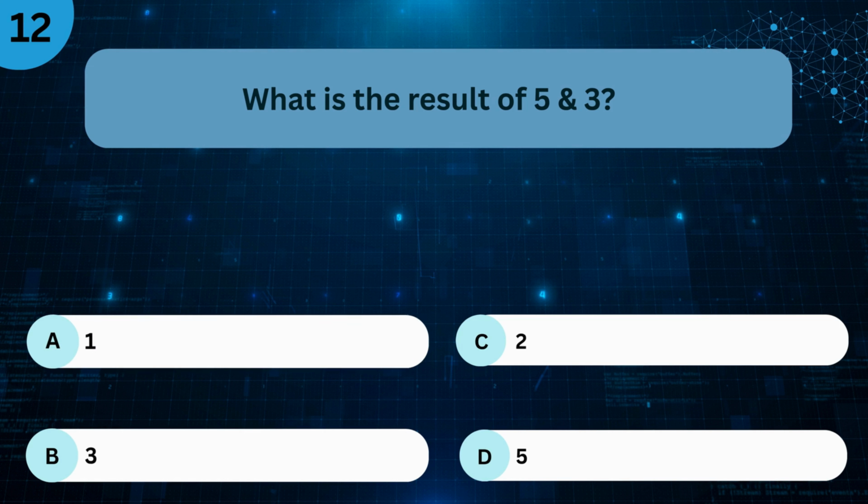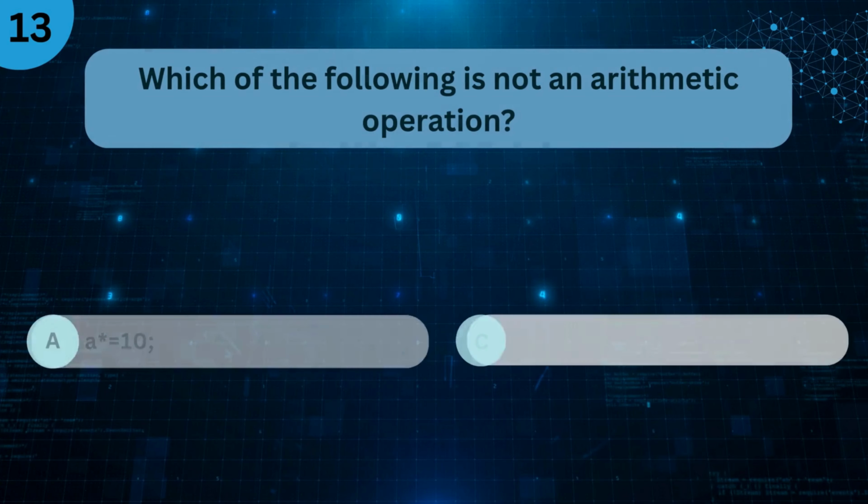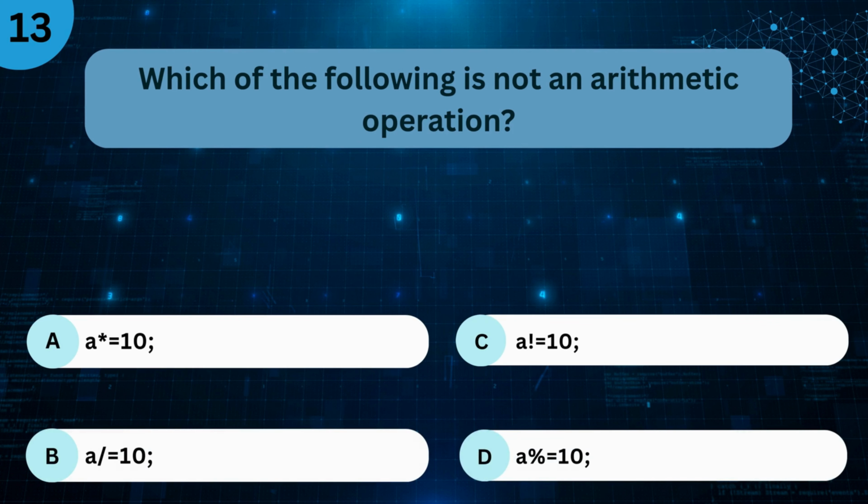A. 1. B. 3. C. 2. D. 5. The right answer is A. 1. Which of the following is not an arithmetic operation?